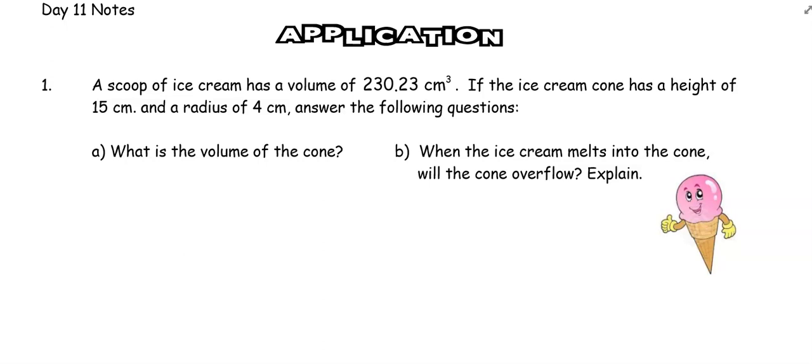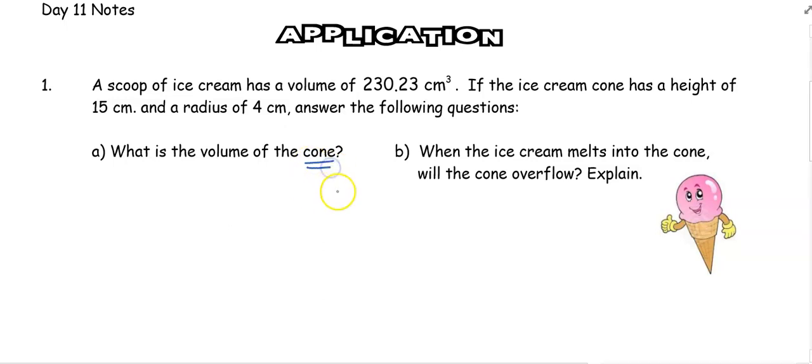Today's video is going to be looking at the different applications that we can do with surface area and volume. The first one is going to be about an ice cream scoop. So a scoop of ice cream has a volume of 230.23 centimeters cubed. If the ice cream cone has a height of 15 centimeters and a radius of 4 centimeters, what's going to happen here? So first we want to find out what is the volume of the cone.